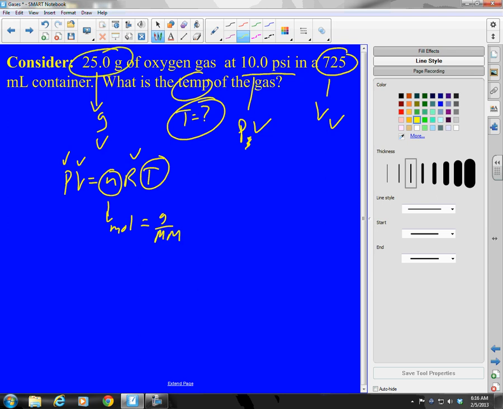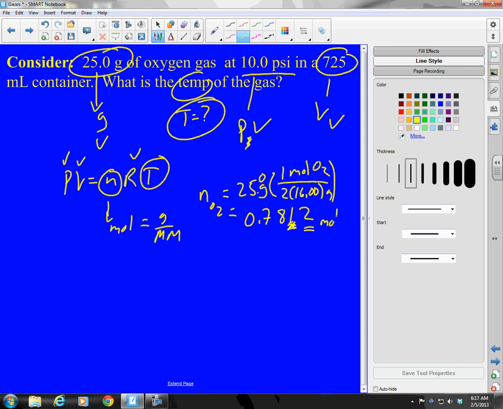I have 25 grams of oxygen. So let's get moles of oxygen. That's 25 grams times 1 mole of O2 per 2 times 16.00 grams. Okay, good. So let's get that. 25 divided by 32, and I have 0.7812. That's significant because it's 25.0, the 2 is not significant. We always carry one additional non-significant figure. That's moles of O2.